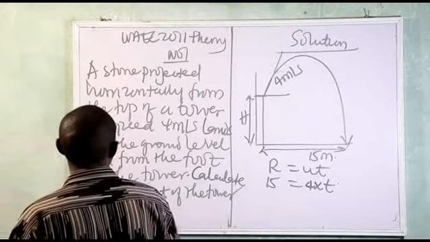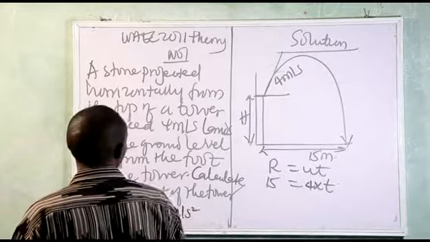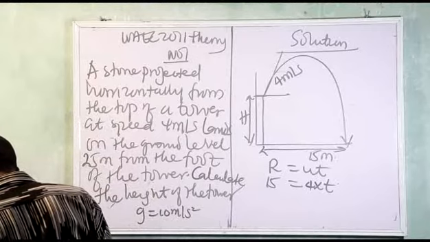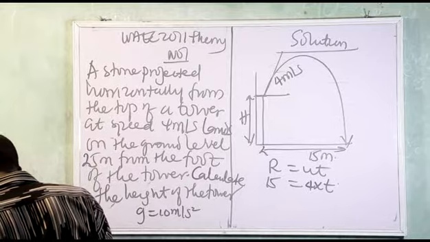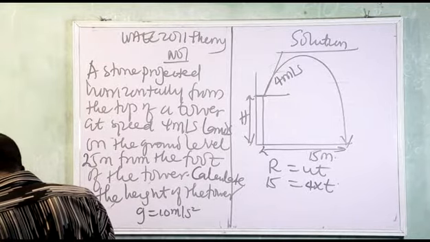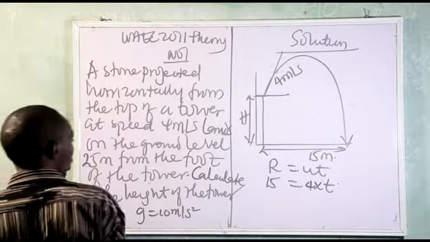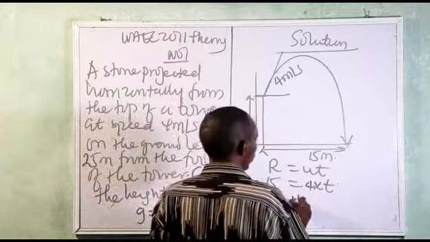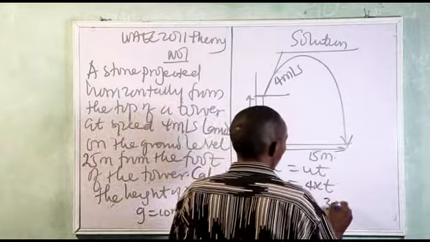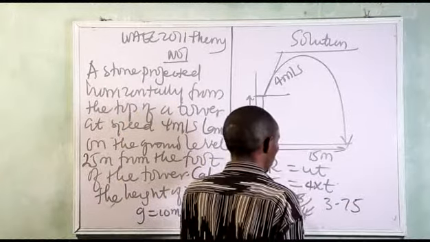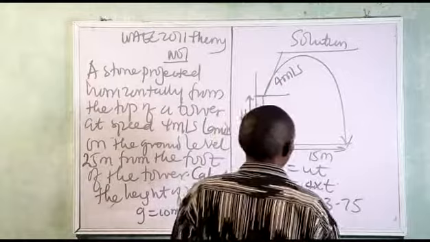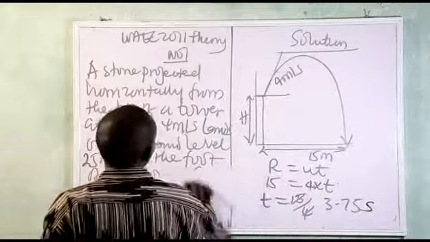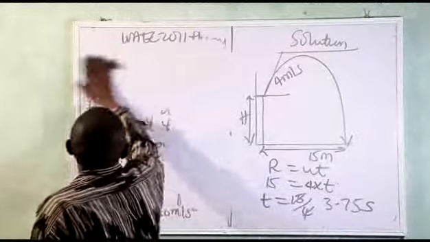g is 10 meters per second squared. Let's confirm that our g is 10 meters per second squared. Yes. From there, our t is 15 over 4, that will be 3.75 seconds. We have to find the height of the tower.